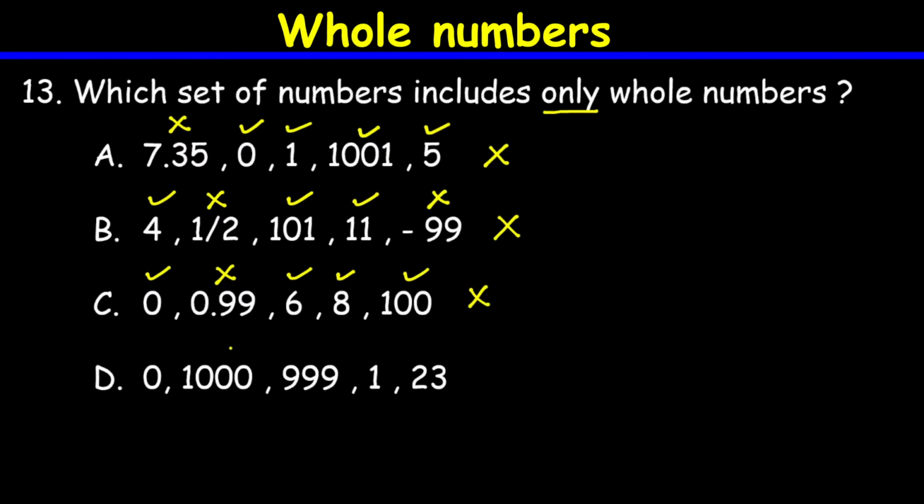In choice D, 0 is a whole number, 1000 is a whole number, 999 is a whole number, 1 is a whole number, 23 is a whole number. Therefore, in this set of numbers, since all of them are whole numbers, choice D is the correct answer, which includes only whole numbers. Choice D is the correct answer to this question.